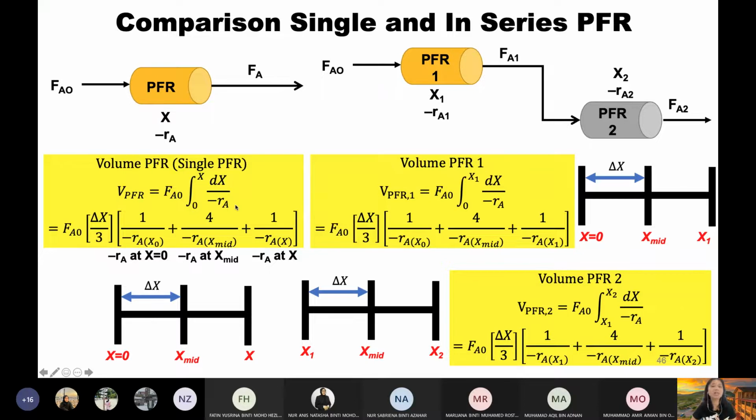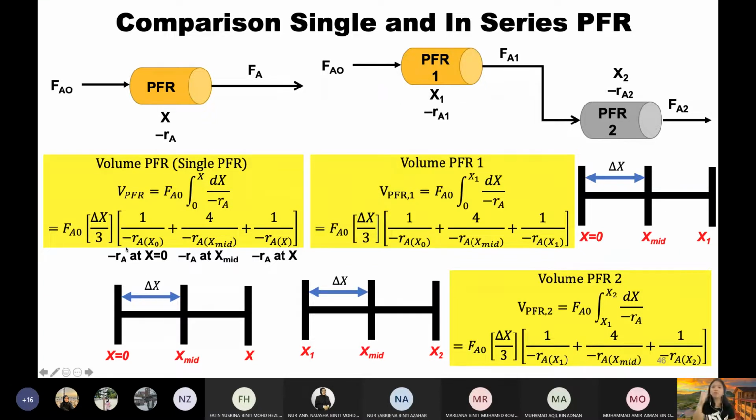Okay. As I told you kan, this integral equation we found is equal to the area under the curve of the Levenspiel plot. Hence, the integral part is then elucidated in the form of Simpson 1/3 rule. Kita guna formula Simpson 1/3 rule untuk mencari yang luas di bawah graf, which is equivalent to the integral part of the equation. So it becomes FA0 in bracket delta X per 3. Okay, so delta X ni, I told you right? I will explain kejap lagi.